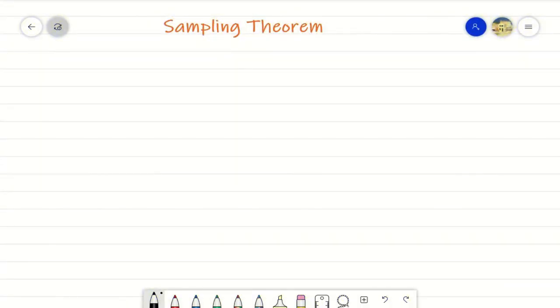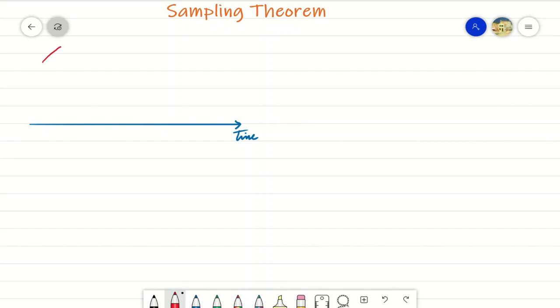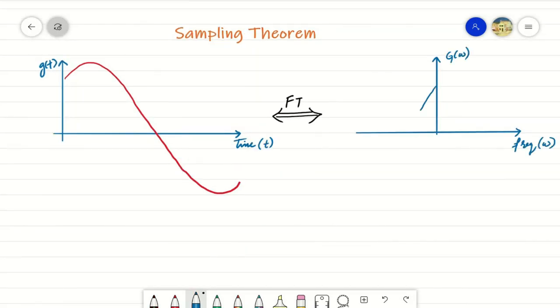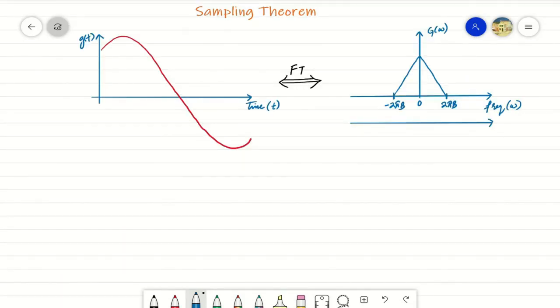To prove the sampling theorem, let's consider a B-Hertz band limited signal g(t) in time domain, while its frequency domain representation after taking the Fourier transform is G(omega), where the signal is defined as bandwidth B-Hertz limited. So it occupies a band from 0 to B Hertz, that is 2 pi B radians. While if we see the frequency axis in terms of f, that is in terms of Hertz, then this signal has a bandwidth B Hertz, and this is a baseband signal which lies in the base of the frequency spectrum.